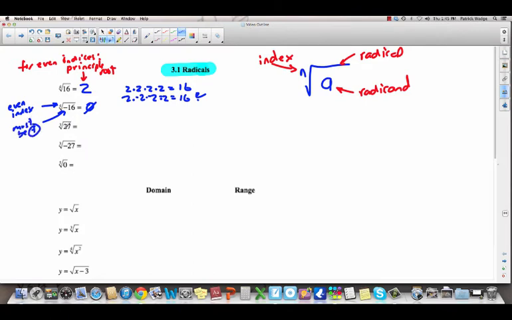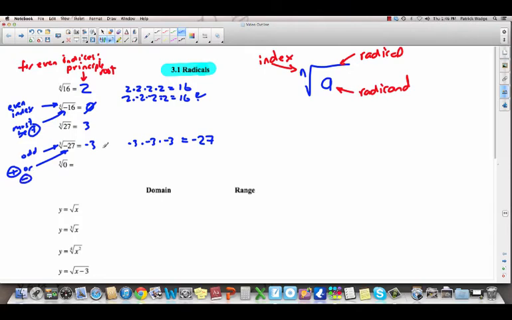What about an odd index? Well, the cube root of 27 is 3, because 3 times 3 times 3. Can we take the cube root of a negative? Yeah, that's fine. It's negative 3, because negative 3 times negative 3 times negative 3 is negative 27. So if this index here is odd, then the amount inside, the radicand, can be positive or negative.